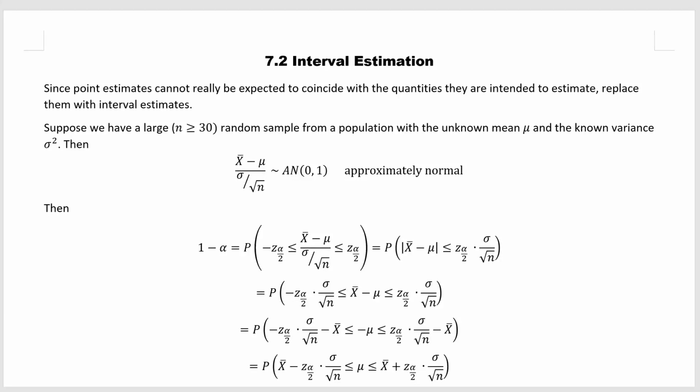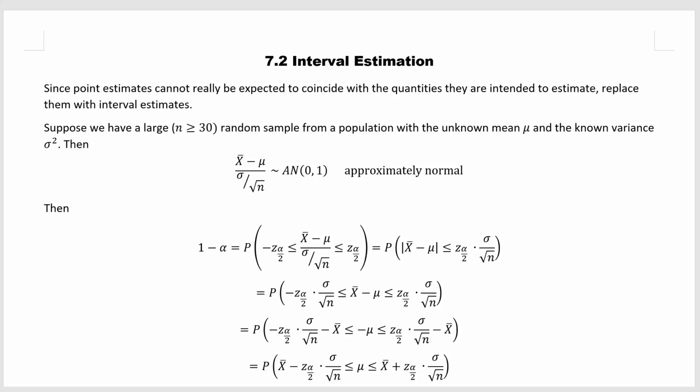Hi everyone. Today let's talk about session 7.2, interval estimation. So last time we talked about point estimation. We used the sample mean to approximate the population mean. We also have the error bound. We know the error bound with probability 1 minus alpha is E equals Z alpha over 2 times sigma over square root of n. And also, depending on the sample size and whether we know the population standard deviation, sometimes we might need to switch to the t-distribution.